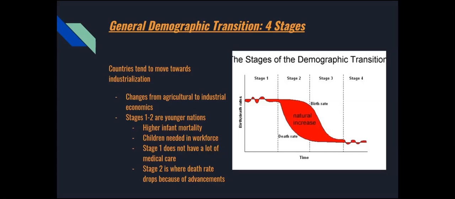And stage 1, although it has a lot of births, there's not a lot of medical care, so the deaths balance it out. However, in stage 2, that's where the death rate starts to drop, mostly because of the advancements to technology, to medicine, and things like that. Although it is not completely industrialized, it is becoming more developed.